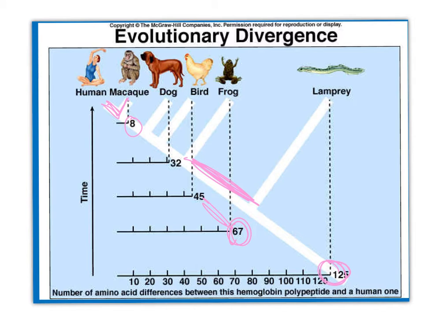Again, I could ask you, what is closer related to the dog, the bird or the macaque? The bird is going to have 45 differences. So here's the bird, and here's the dog. The line is closer between the bird and the dog, and if you did the math, 45 minus 32 is 13. And then 32 minus 8 is going to be 24. You can see the length of this line is going to reflect that difference.